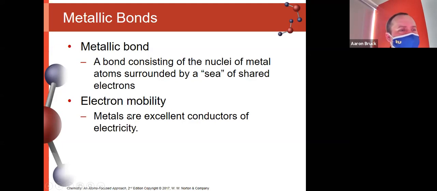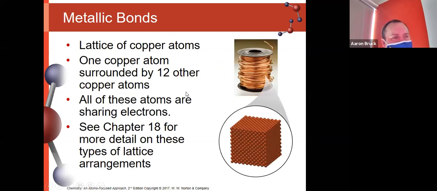We talked about this already with metallic bonds. Metallic bonds are formed through that sea of electrons, and we get good conductivity as a result of that. And like I said before, if you're really interested in this and you have to take Gen Chem 2, Chem 106, we'll talk in much greater depth about this in that course.